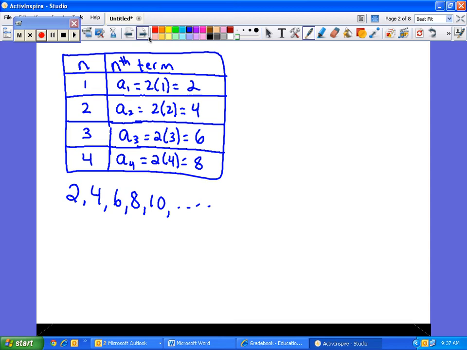What did we do to the term number to get the term value? What did we do each time? Multiply by 2. So if I want to write a formula for this, so if I have some term number, what am I going to do to that term number to get the value? I'm multiplying it by 2.